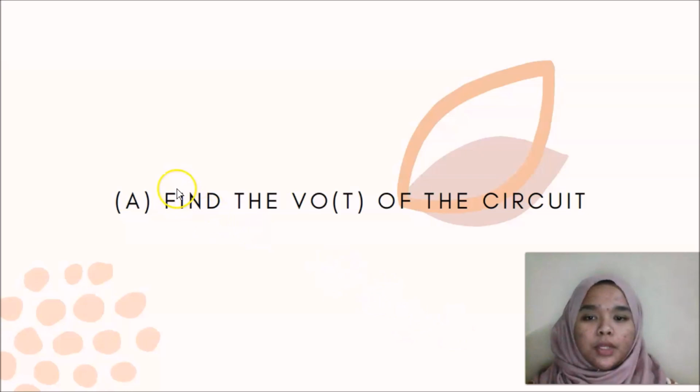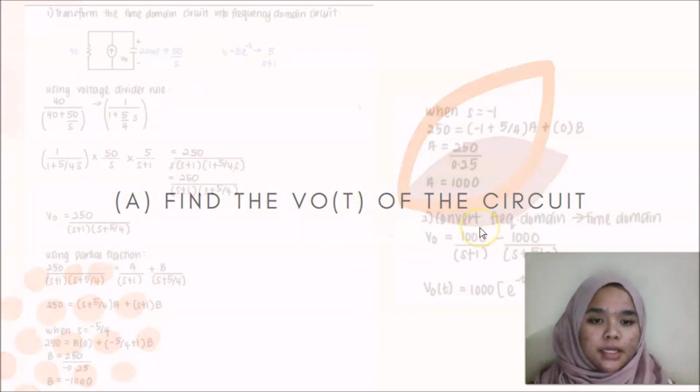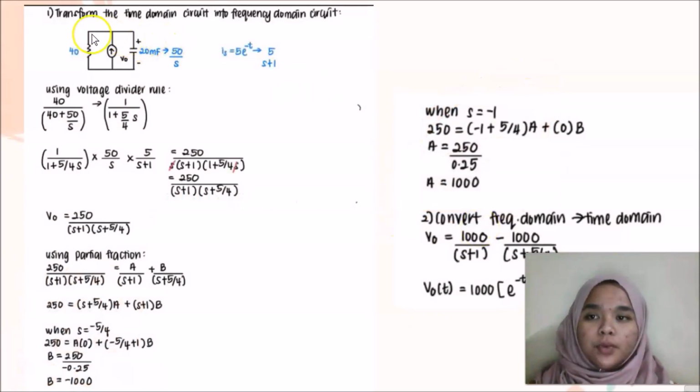So Q2A, we need to find the voltage output of the circuit. The first thing we need to do is transform the time domain circuit into the frequency domain circuit. So this is the frequency domain circuit. We need to change the capacitor into the frequency domain. The formula in Laplace transform is 1 over Cs. So we insert the value of the capacitor here and we will get 50 over S. The R will remain the same, 40.